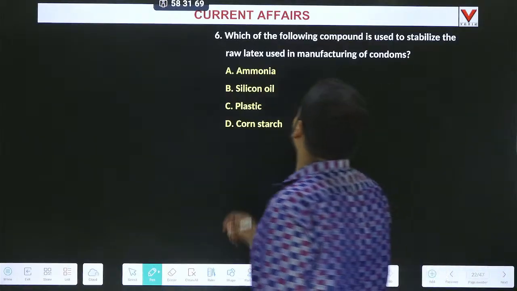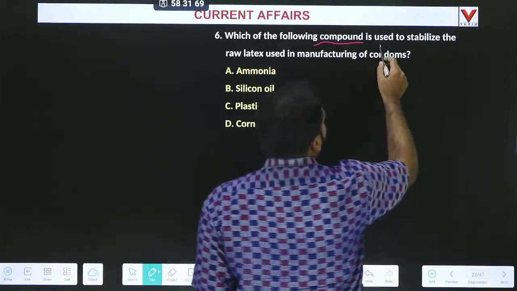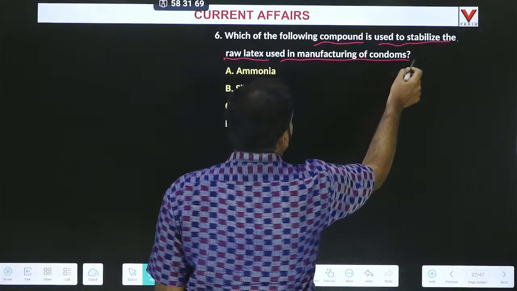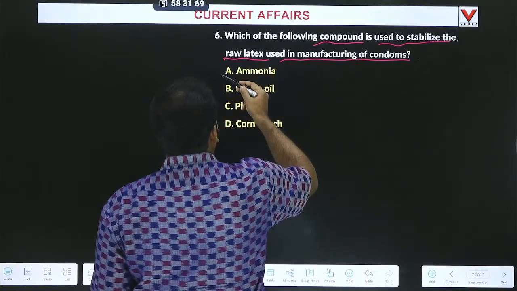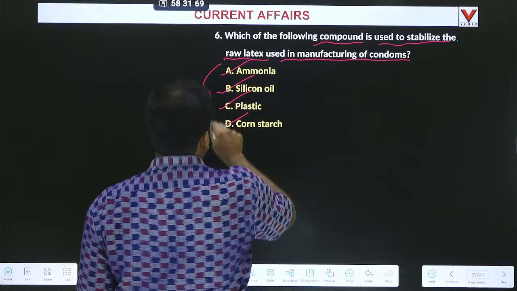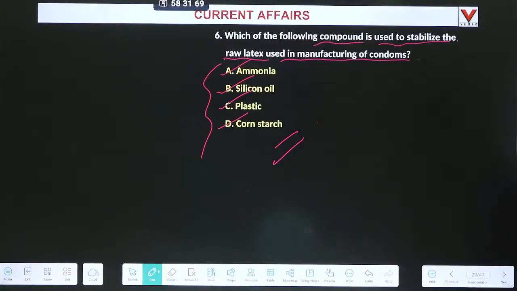The next question is, and it's an interesting question, right? Which of the following compounds is used to stabilize the raw latex used in the manufacturing of condoms? Option A, ammonia. Option B, silicone oil. Option C, plastic. Option D, cornstarch. Please attempt this question. We will discuss it after 10 seconds.